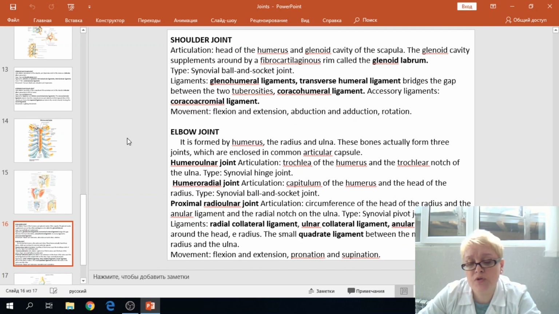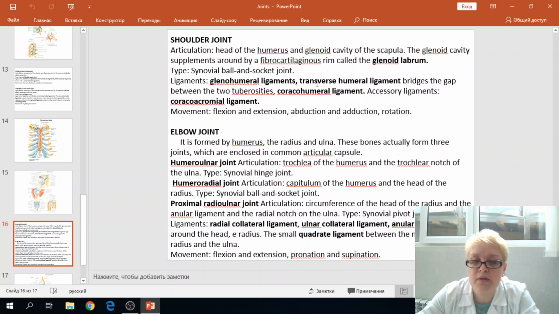Shoulder joint articulation: the head of the humerus articulates with the glenoid cavity of the scapula. The glenoid cavity is supplemented around by a fibrocartilaginous rim, which we call the glenoid labrum, and the glenoid labrum surrounds the head of the humerus up to the anatomical neck. Type of joint: it is a synovial ball and socket joint, and the ligaments of this joint are the glenohumeral ligaments. We have three glenohumeral ligaments: anterior, posterior, and medial.